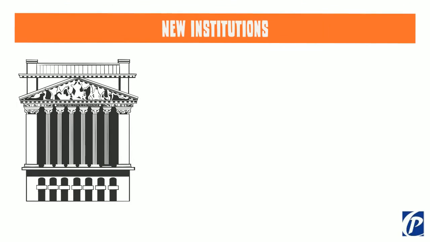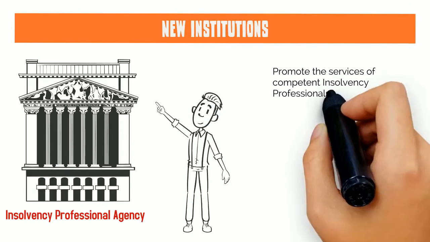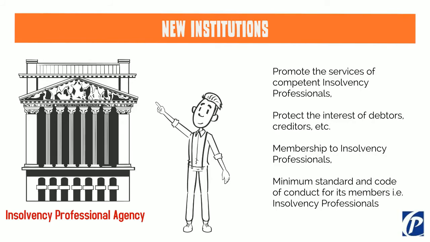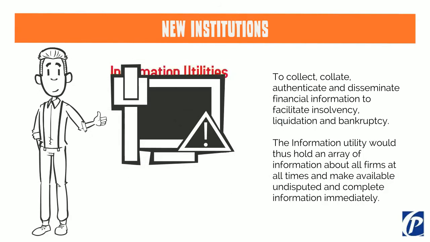Insolvency professional agency: promote the services of competent insolvency professionals. Protect the interest of debtors, creditors, etc. Grant membership to insolvency professionals. Set minimum standards and a code of conduct for its members, i.e. insolvency professionals. Information utilities: to collect, collate, authenticate and disseminate financial information to facilitate insolvency, liquidation and bankruptcy.